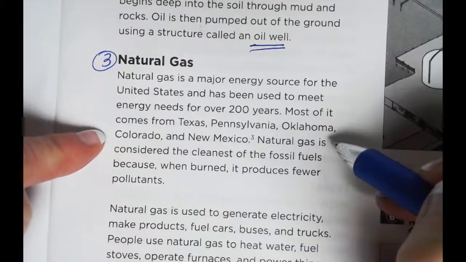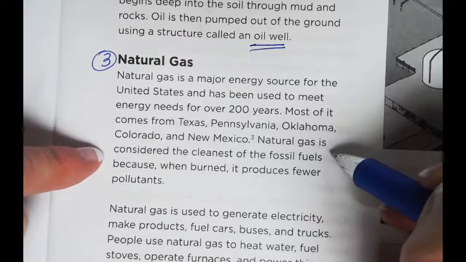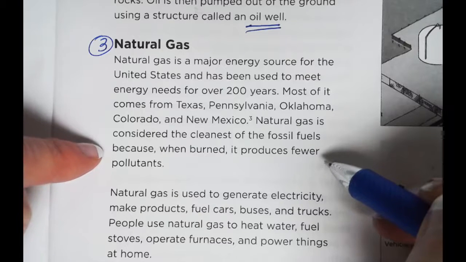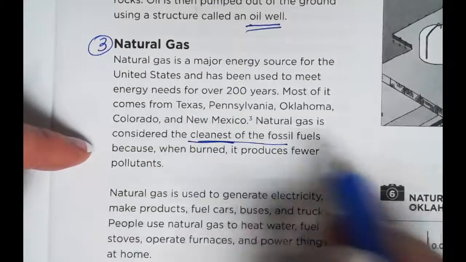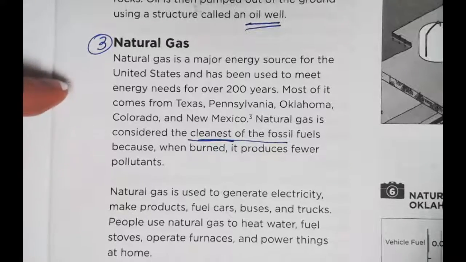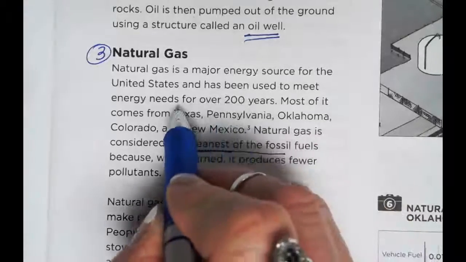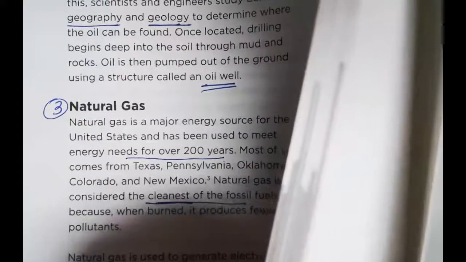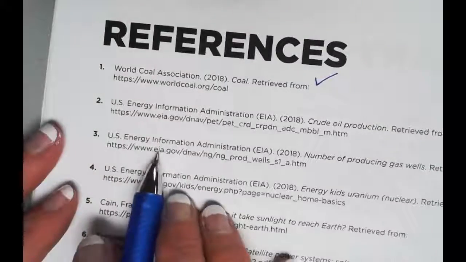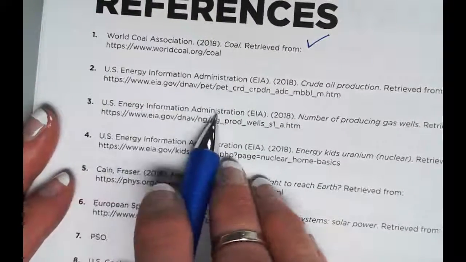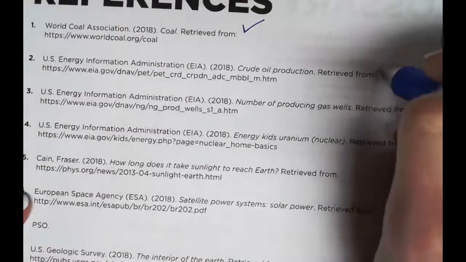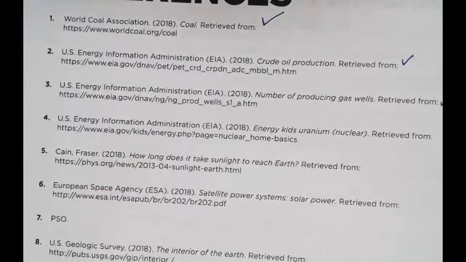There's some more numbers, right? And little number 3. Natural gas is considered the cleanest of the fossil fuels because when it burns, it produces fewer pollutants. So it's the cleanest of the fossil fuels, and it's a major energy source. Isn't that amazing? For over 200 years. Number 3 is the U.S. Energy Information Administration, the number of producing gas wells.